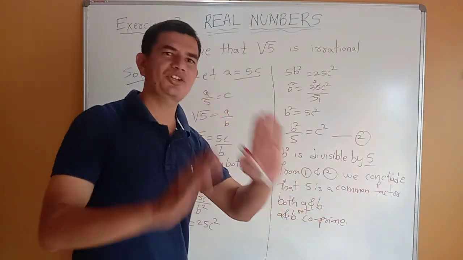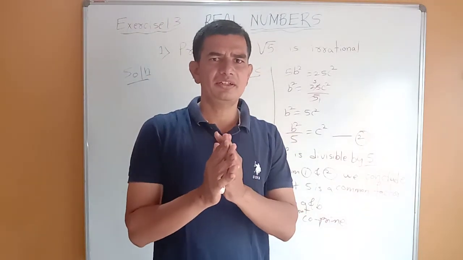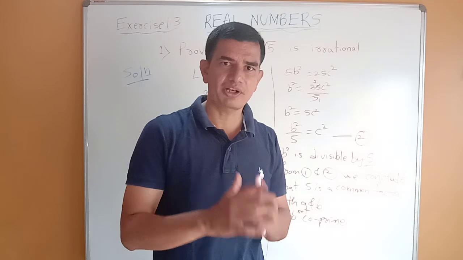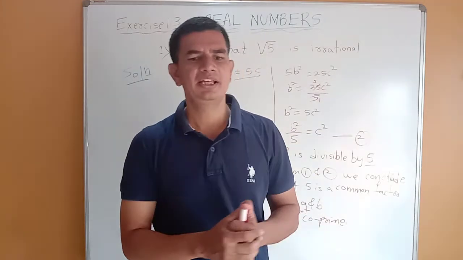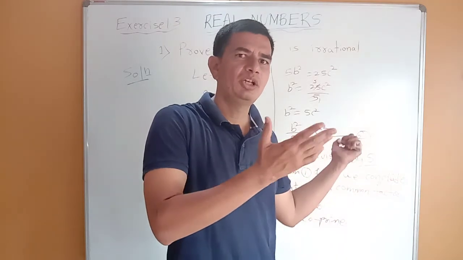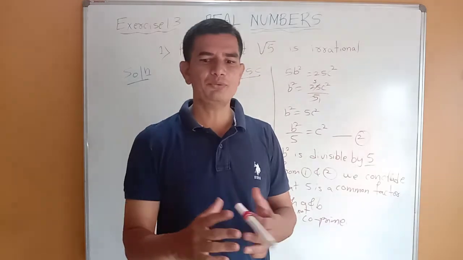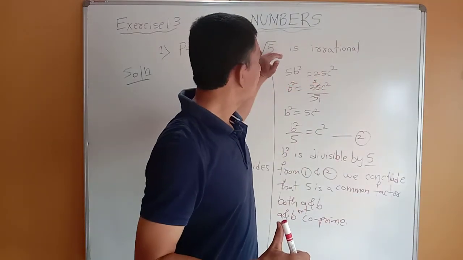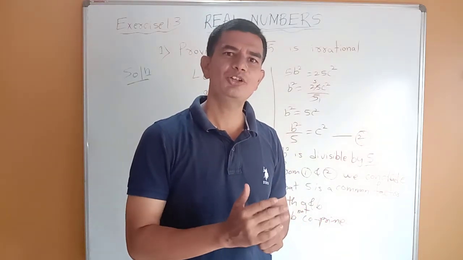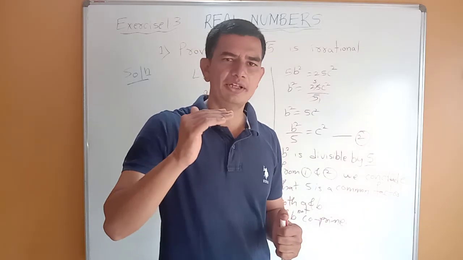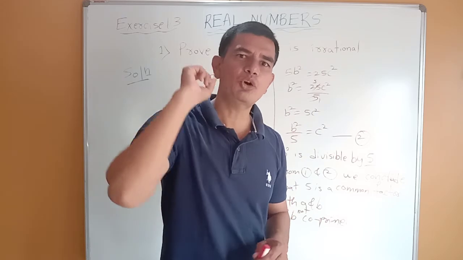At the end we have to write the statement. That statement is very important. What is that statement? We have to tell that a and b are not co-prime because 5 is divisible by both numbers, and this contradiction means that what we assumed before, when we started the question, that root 5 is rational, was wrong. Root 5 is irrational. That statement at the end you have to write.